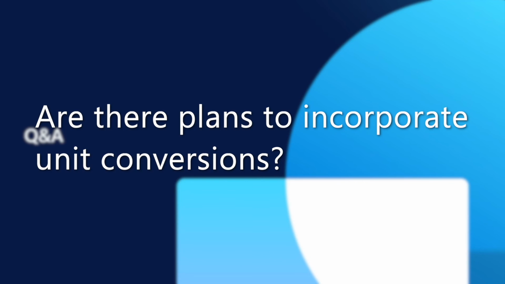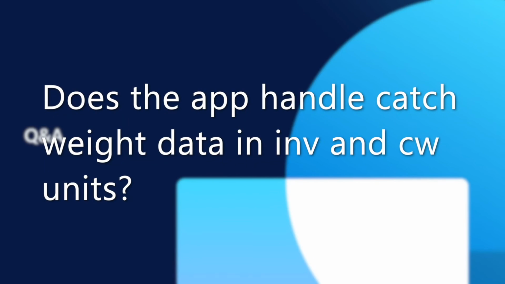Yeah, and at this moment, I think we are only displaying the inventory unit. We are currently not displaying sales unit or purchase unit or anything like that. I think the next question is also a good one. Does the app handle catch weight data in inventory and CW units? I think as we discussed earlier, it only supports the inventory unit at this moment. We are not showing any other units.